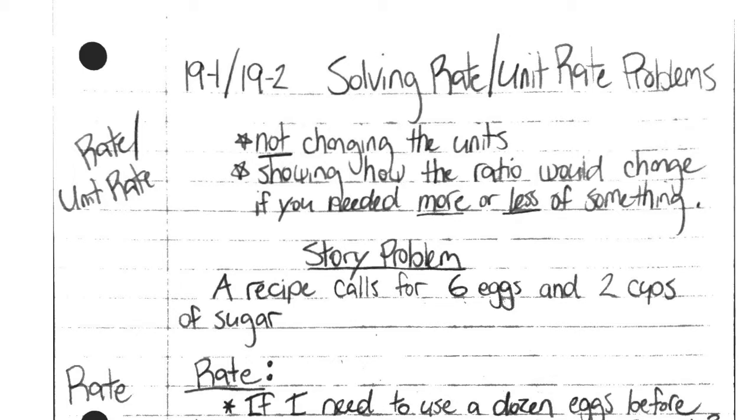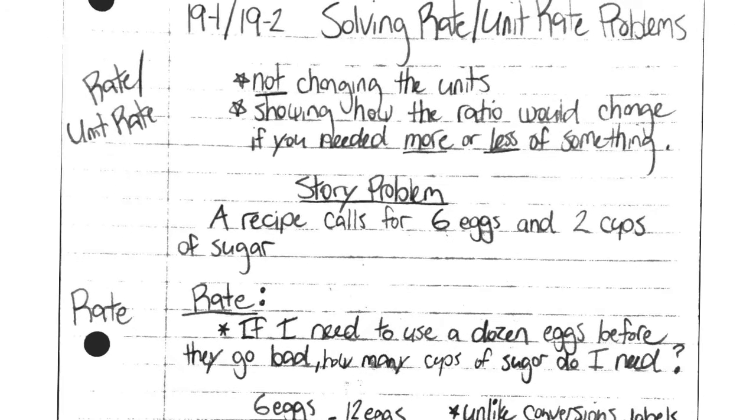Now, to explain again today, I'm going to use a story problem, and I'm going to use the same story problem for a rate example and then for a unit rate example. So, I know it's not a very long story, but our story is that a recipe calls for 6 eggs and 2 cups of sugar. Recipes are a big way to do rate and unit rate because a lot of times we make recipes bigger or smaller depending on how much we need to make. So the first example that we're going to do down here is rate.